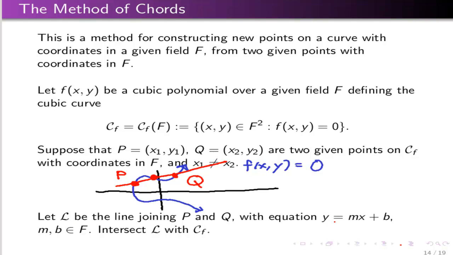It'll have some equation y equals mx plus b, and I claim that the slope m and b must be in the given field F. And why is that? Well, the slope is just delta y over delta x. These values of y and x are in the field capital F, and therefore the slope is also in F because it's closed under differences and quotients. And then when you write down the point slope form, you'll very quickly see that the constant b is in the field F as well. Okay, so now let's intersect that line with the cubic equation.